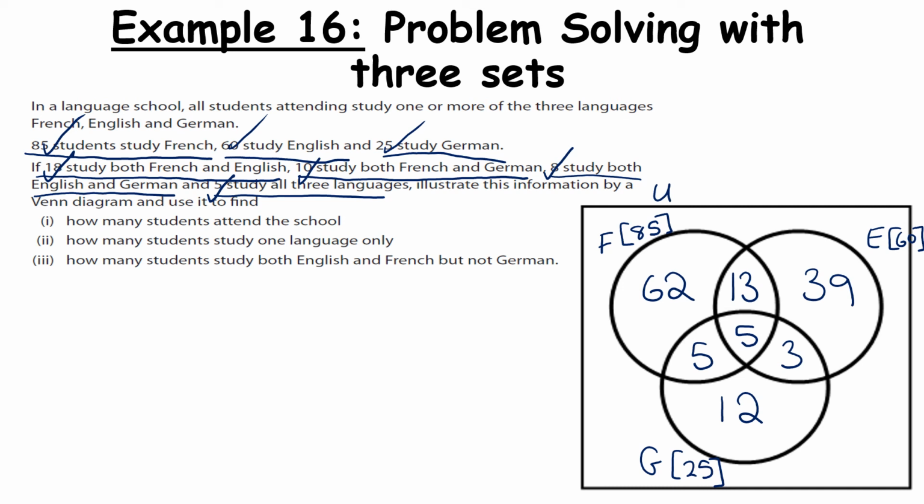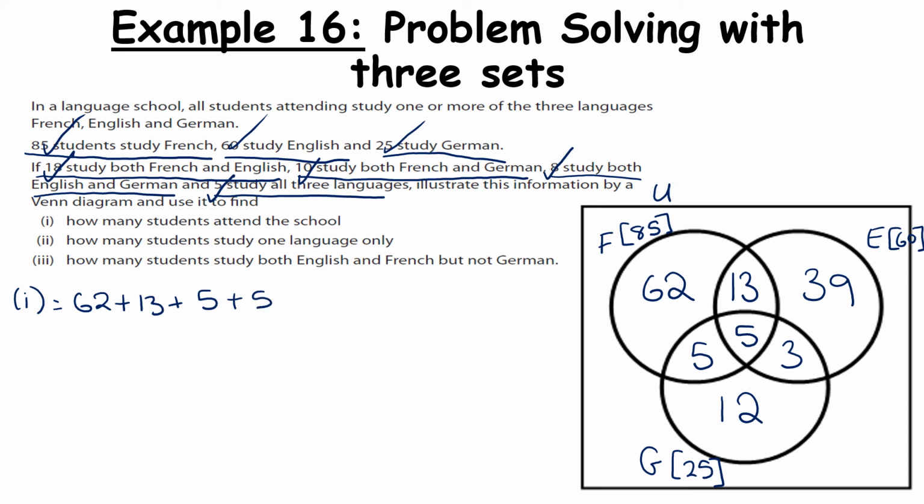Now, is there anything outside of this? Well, they said in a language school, all students attending study 1 or more of the 3 languages. Okay, so we've filled in our Venn diagram, and we now need to use it to find how many students attend the school. So we're going to add all of these together. Just be careful, there are so many numbers, not to double count anything.